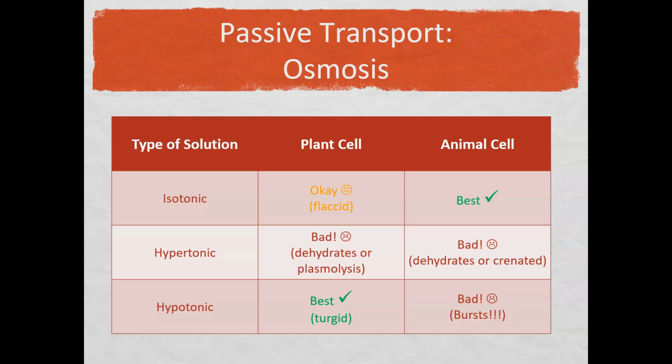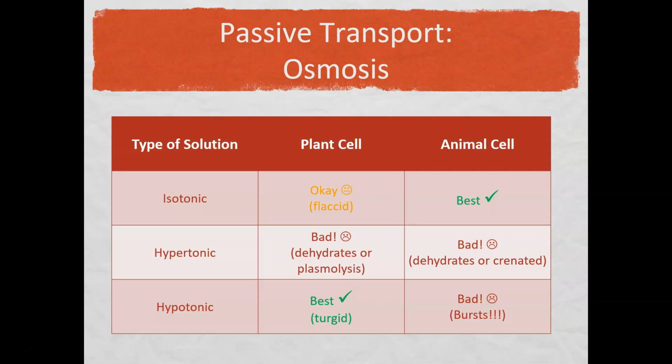So water is moving in and out at the same rate. So for a plant cell, it's okay. It's not the best situation. All right, their cells would be what we would label as flaccid. All right, they're sort of limp, wilting. They're not necessarily dead, but they don't really have that rigidity to be able to stand up. So not really the ideal situation for a plant cell.